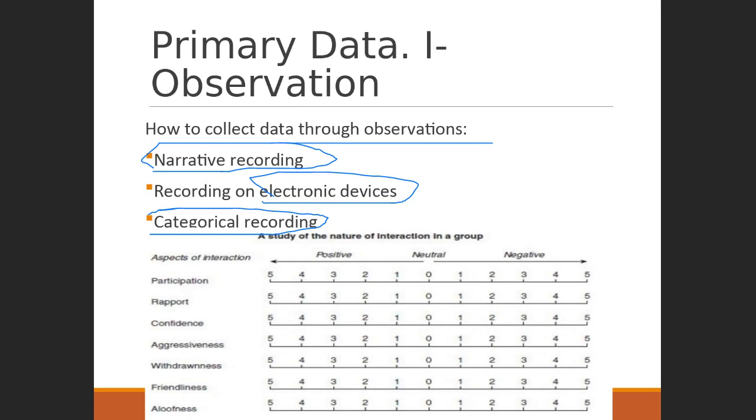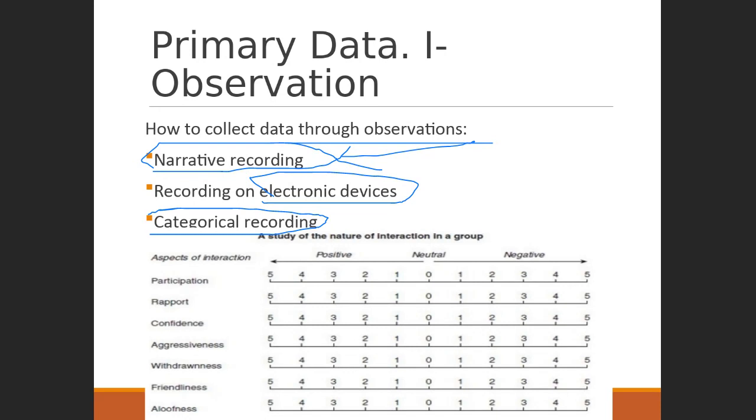So there is a high chance of narrative recording being influenced by the researchers' own bias. But it is also one of the best ways to get deep insights about the group. So this is one of the ways to collect data through observation.